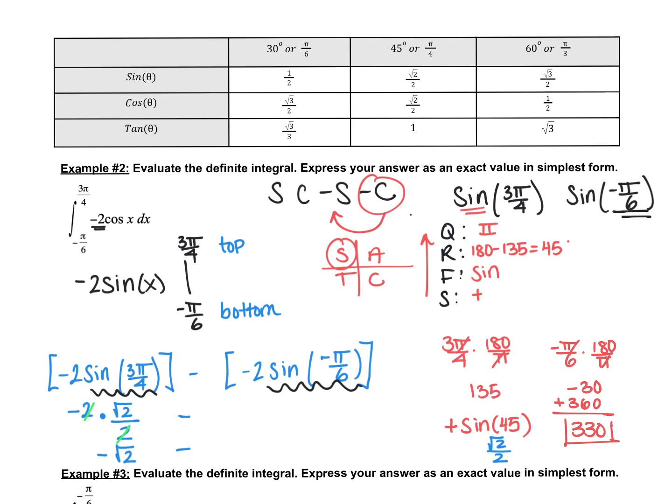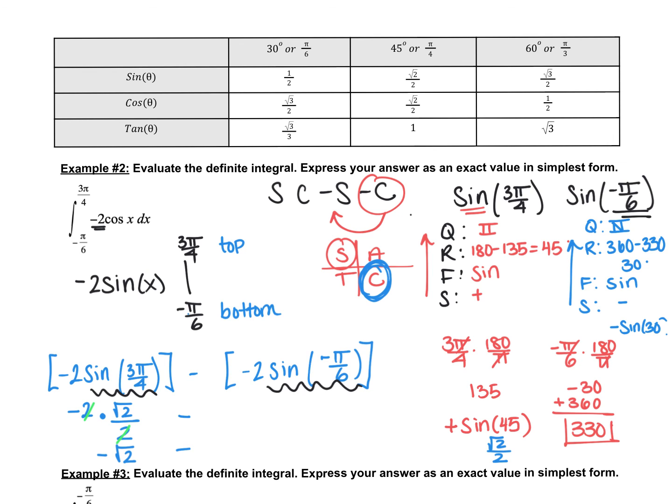What quadrant are we in? 330 would be quadrant 4. How do I find a reference angle in quadrant 4? It's 360 minus the angle, which gives me 30 degrees. The function I'm dealing with is sine. In quadrant 4, cos is the only thing that's positive, therefore sine would be negative. So if we read this from the bottom up, it's negative sine of 30.